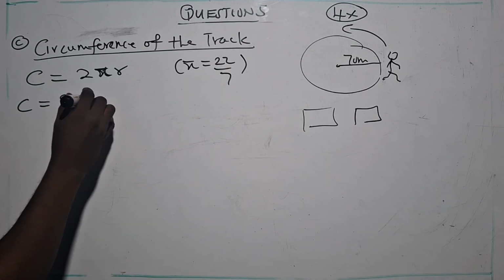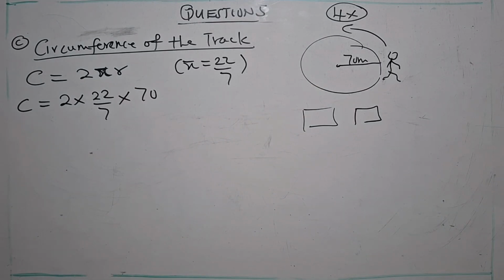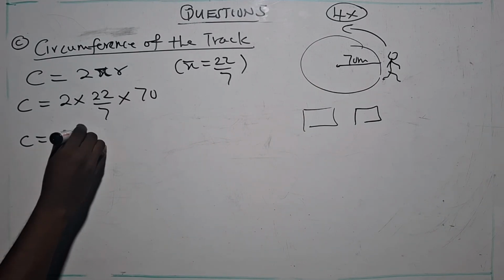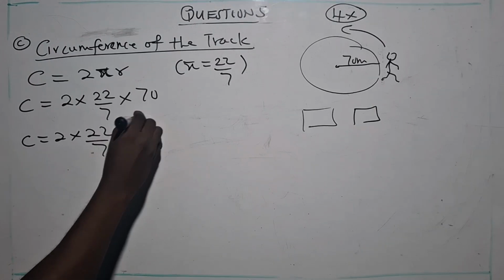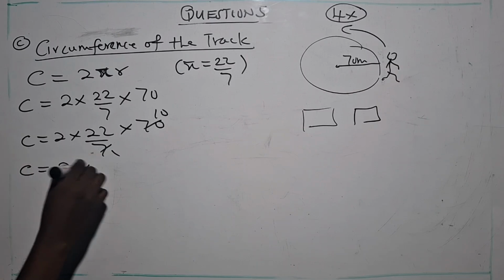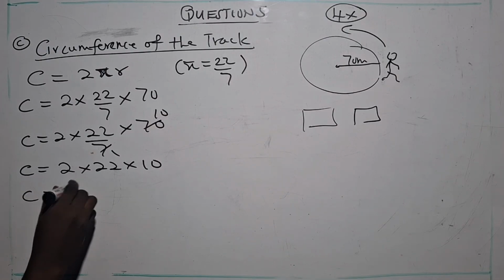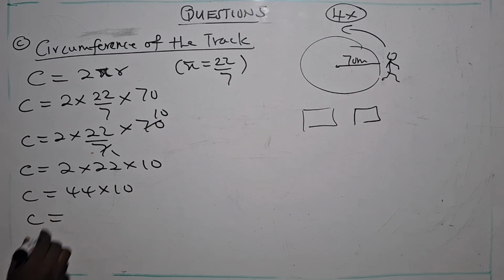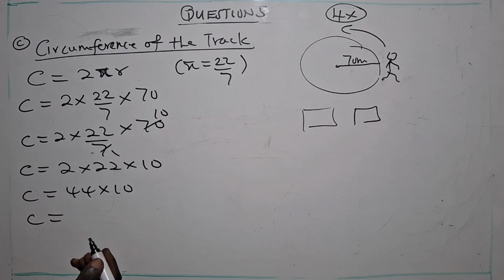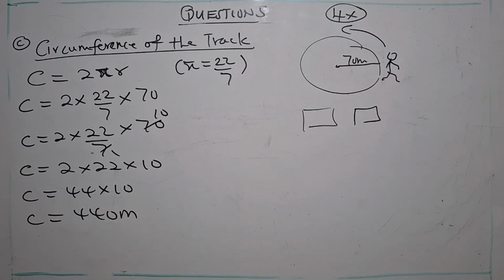So here it will be 2 times 22 over 7 times the radius, which is 70 meters. We can simplify some of them. 7 will go into 7 once, and 7 into 70 gives 10. So the circumference is now 2 times 22 times 10. 2 times 22 is 44, times 10, gives us 440 meters.